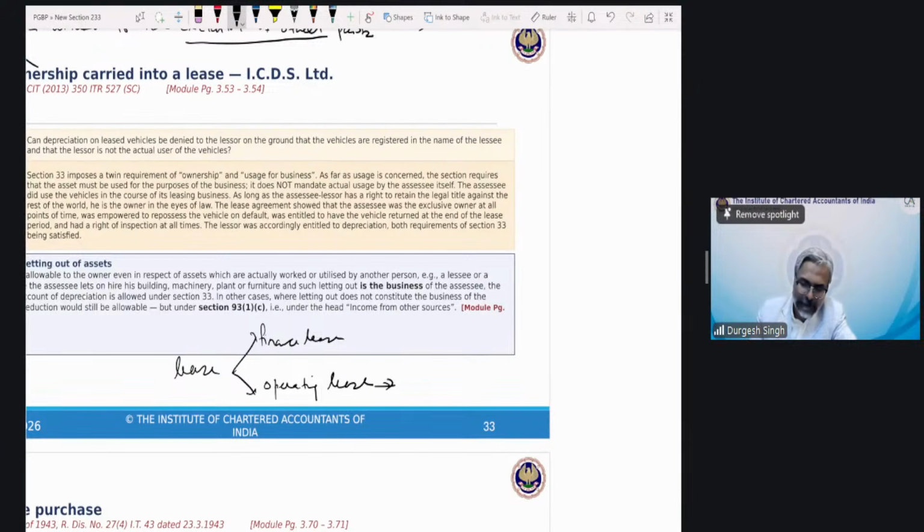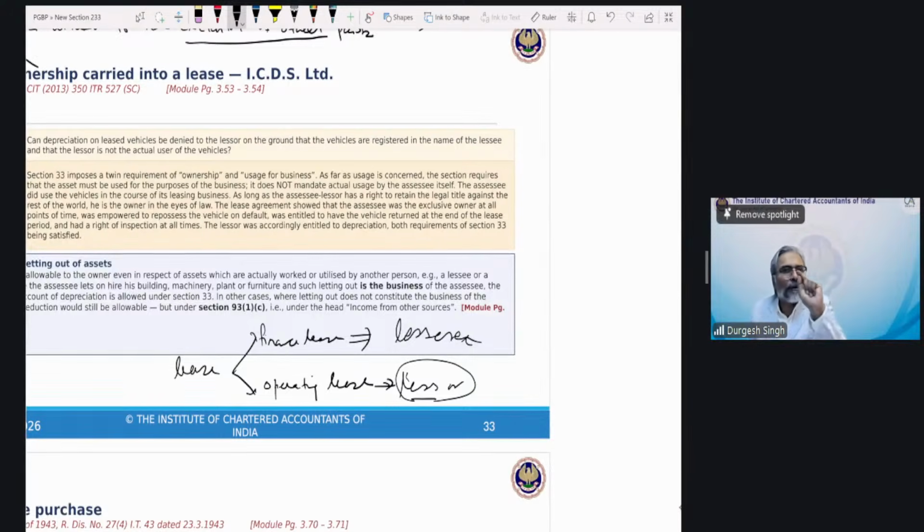Now, students, as far as your accounting standards are concerned, in the case of operating lease, it is the lessor who claims the depreciation. But when it comes to finance lease, in your accounting standards, it is the lessee who is eligible to claim the depreciation. That is what we understand by the accounting standards. But income tax law primarily talks about ownership for the purpose of claiming depreciation.